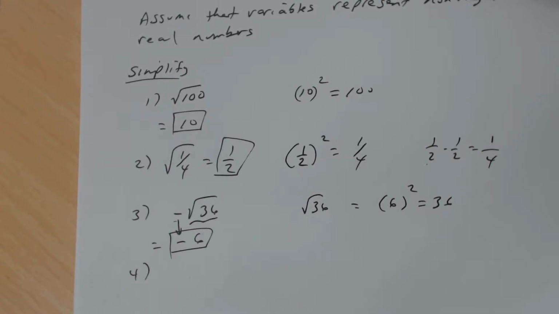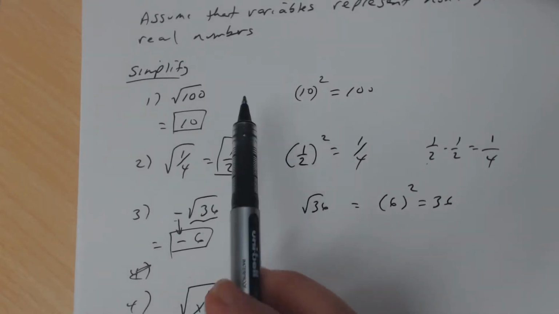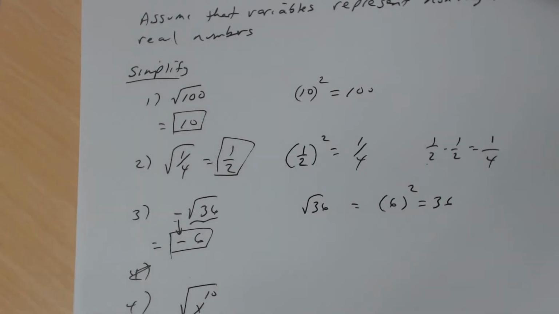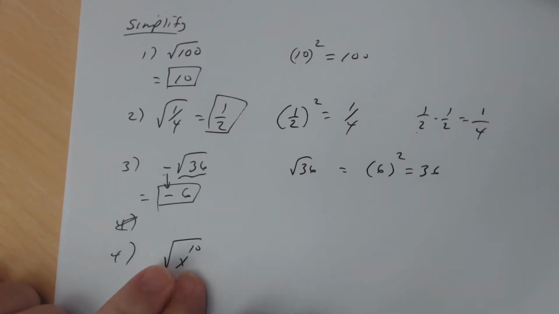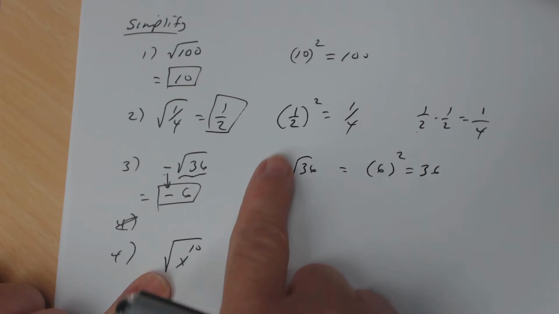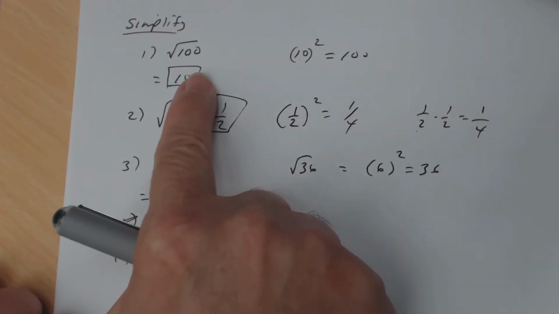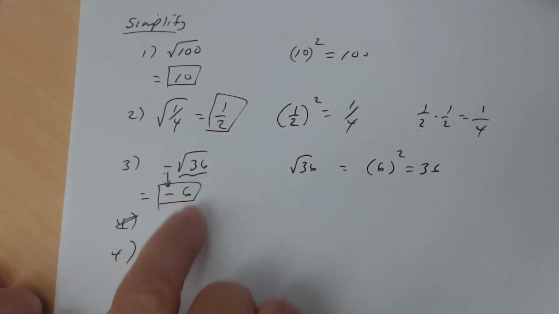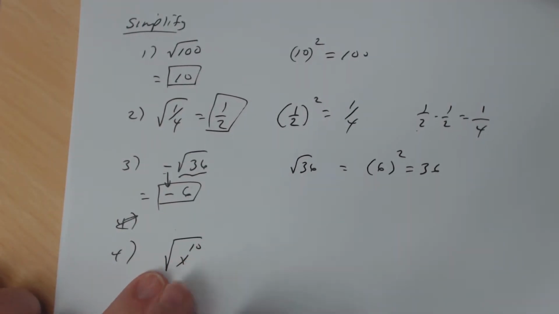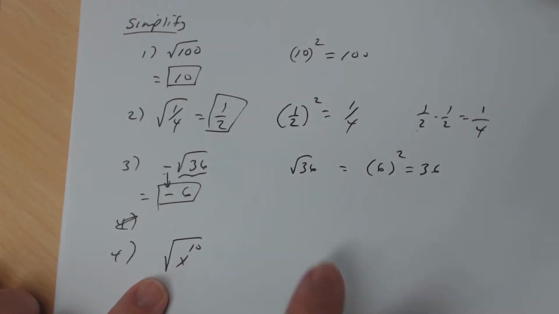Now let's look at this one. This is going to be a variable. So again, we're going to assume that all variables represent non-negative real numbers. You're not going to understand what that part means until later on. But don't let the fact that you have a variable raised to an exponent confuse you. When the radicands are numbers, like 100, 1/4, 36, it makes things a lot easier. Here, the radicand is a variable raised to a power. It's an expression, but use the same idea as this.